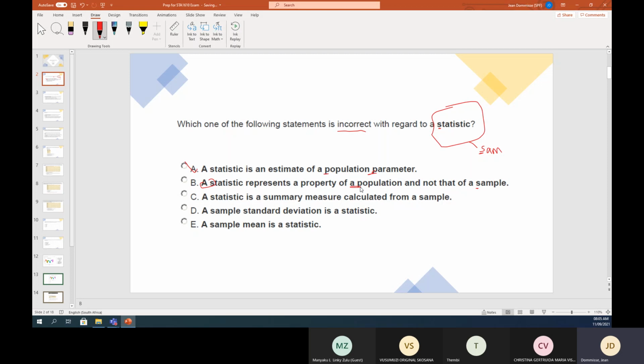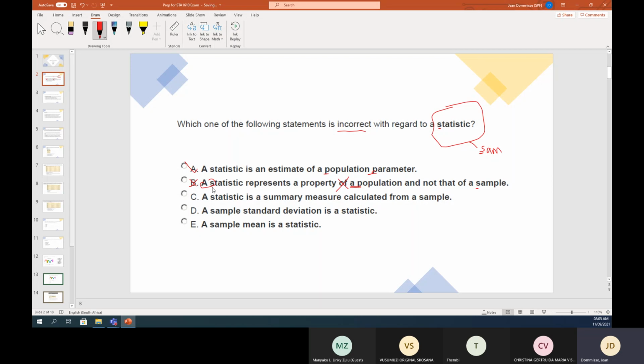Of a population, no. Okay, so we have a link, yes. Question? Or was it just, no, okay.